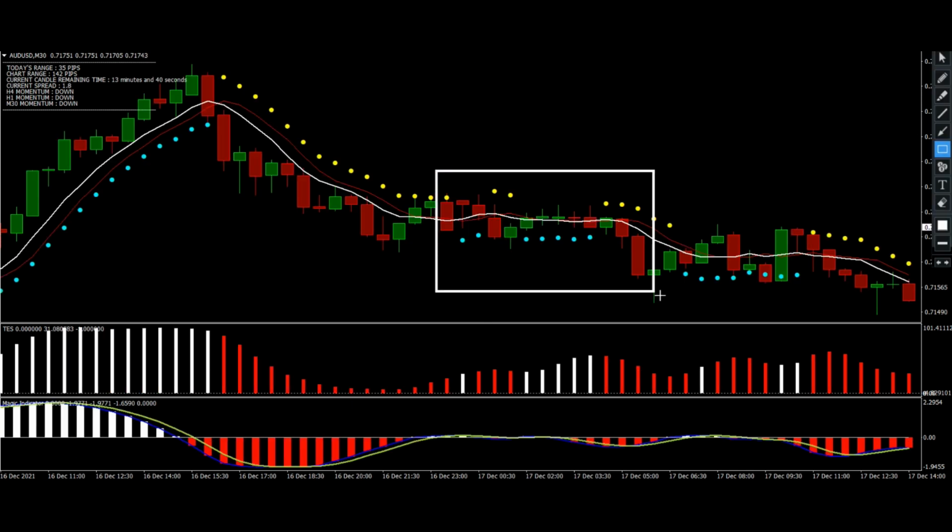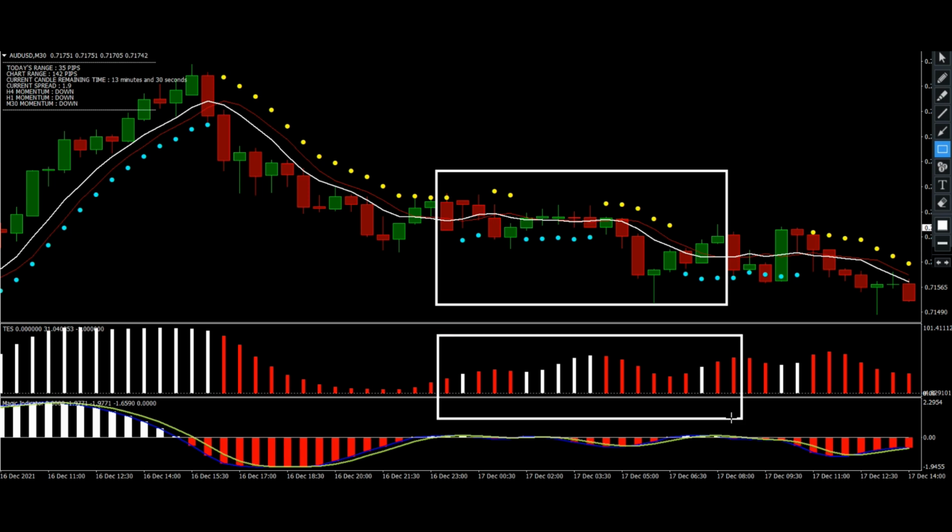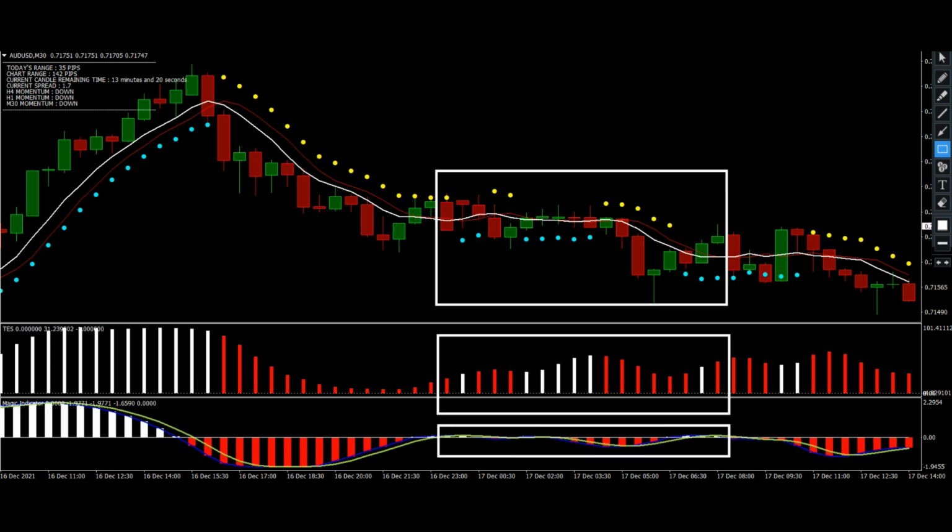Avoid trading in flat market conditions. Use 30 minutes and above time frame while trading on this indicator.